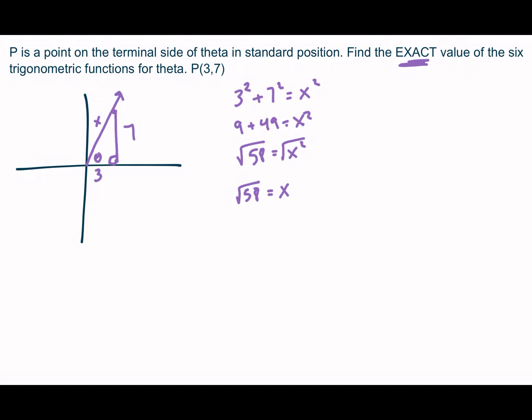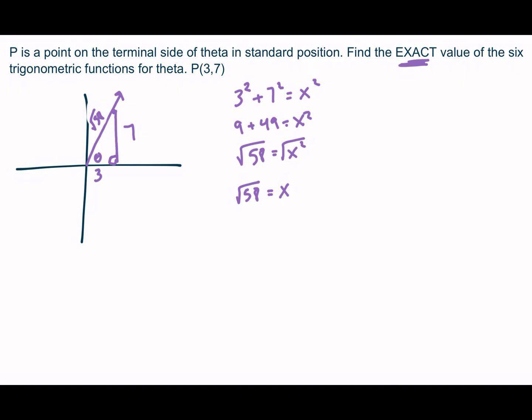We always want to check, does this radical break down? When I check, it doesn't. There's no perfect squares that I can take out, so I'm just going to leave this as the square root of 58. And now that I have the hypotenuse, I can find sine, cosine, and tangent of my theta.